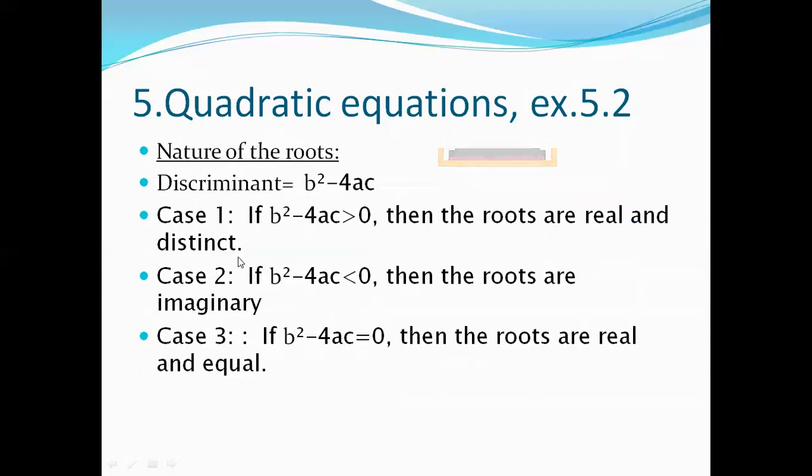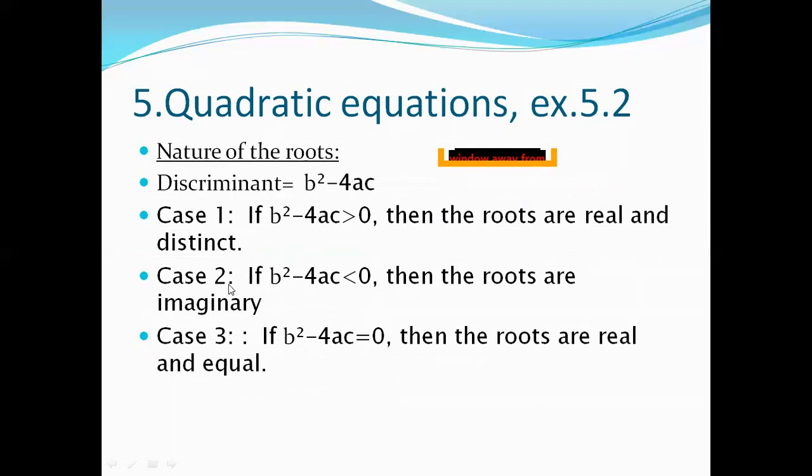Now, the next topic is very, very important: the nature of the roots. To find the nature of the roots of any quadratic equation, you must first know the discriminant. What is the discriminant? Discriminant, the spelling is this. The discriminant formula is b square minus 4ac. This is the formula for the discriminant.